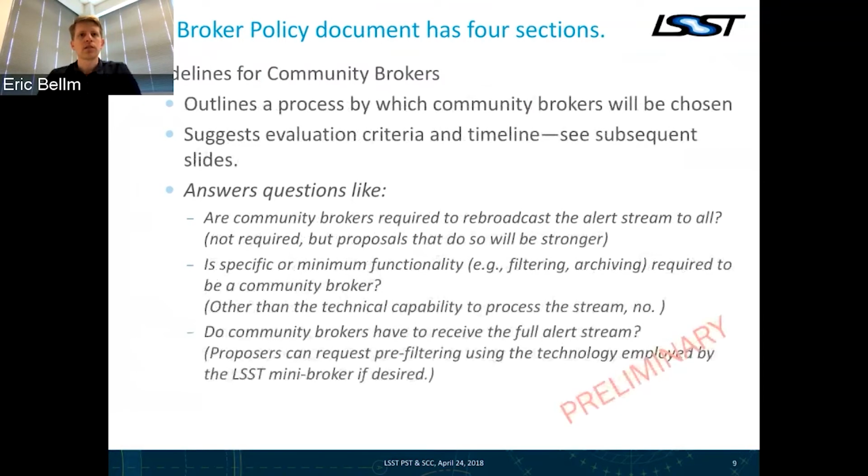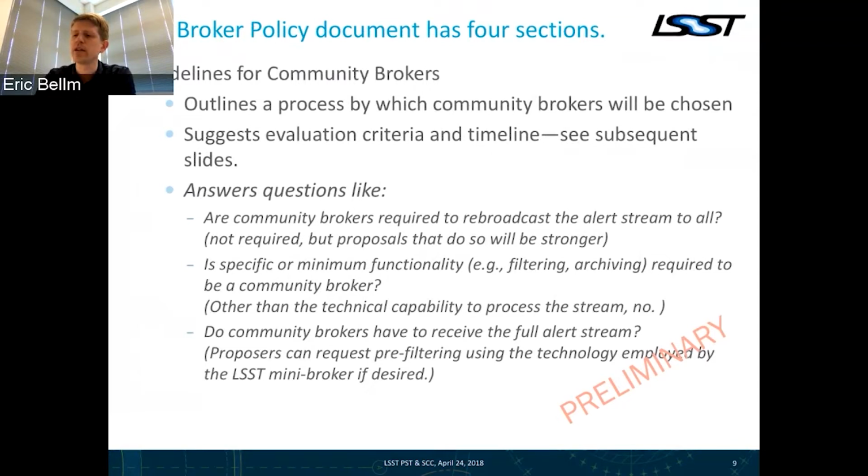Okay. So next, I want to touch on the section about guidelines for community brokers. This will be one of the longer sections of the presentation. I should emphasize that these are suggestions and ideas in particular, and so I welcome your feedback. I think many of the aspects are straightforward, but as always, there may be specifics that have escaped our notice so far. So the goal here, and really motivating the whole document, but especially this section, is to lay out clearly how the LSST project intends to select community brokers.